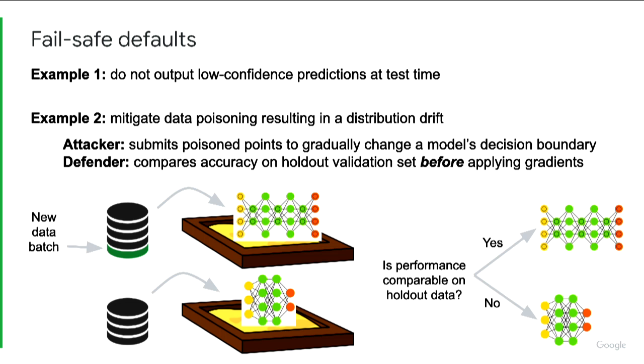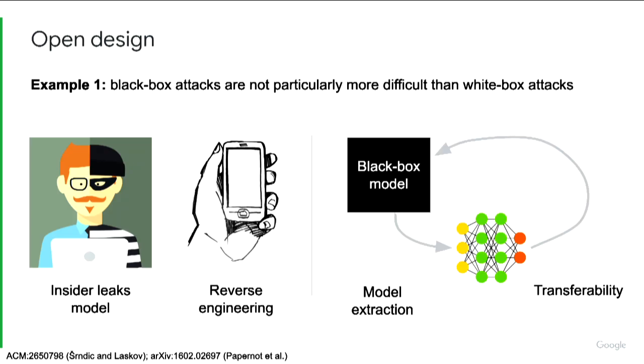So the second principle that I wanted to go over is the one of open design. Here, the idea is that the security of the system should not depend on secrecy. This is basically why in crypto the security depends on the key and not the particular protocol that people are following. And this is extremely relevant to machine learning security.